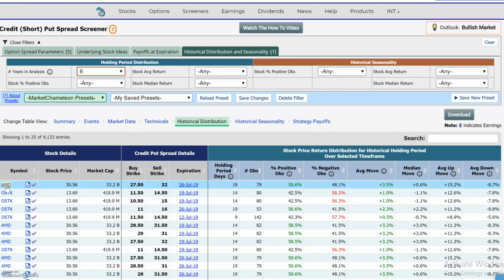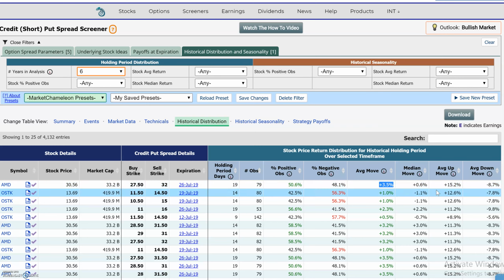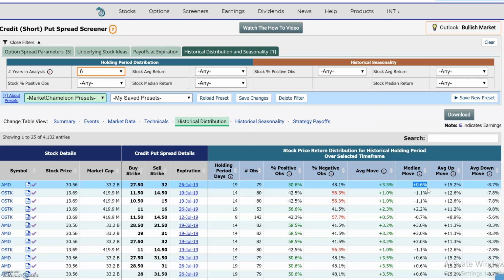It's going to look for this stock, for example, AMD, a 19-day hold period. It has 79 observations. So if you held it for a 19-day hold period, from day one to 19 days, what were the returns like? And over here it says 50.6% of the time the returns were positive, 48.1% they were negative. The average move was 3.5% of all these observations. The median move, the move in the middle, was 0.6%.